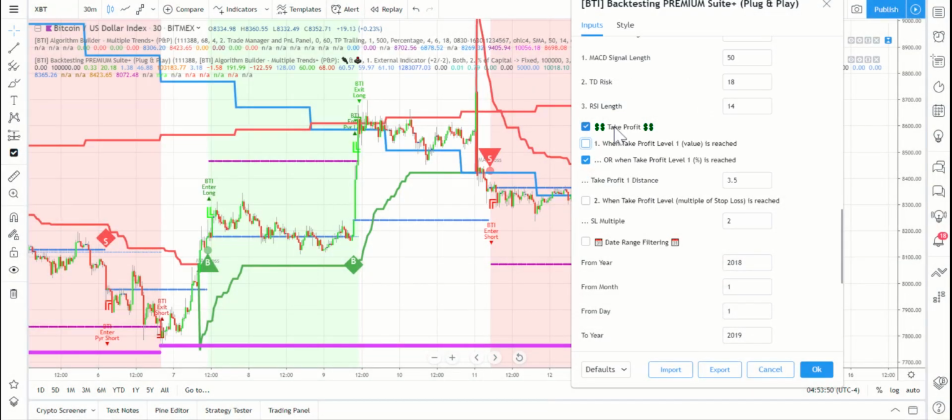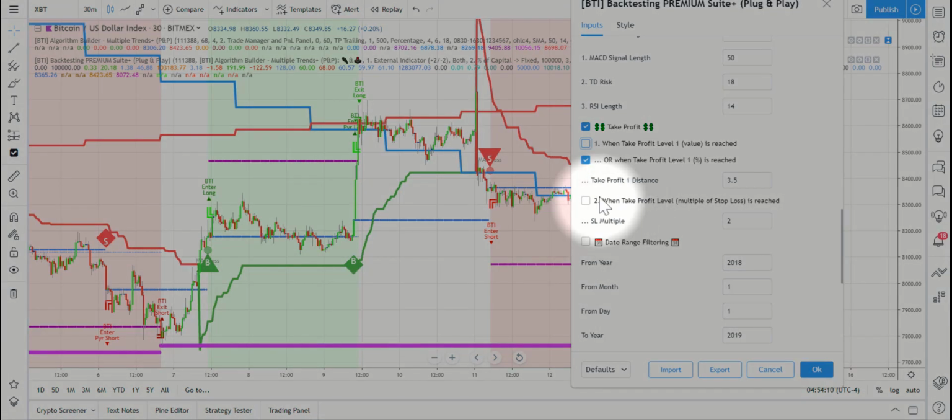Take profit. On top of protecting ourselves against a downside, let's not forget about what trading is about. Putting a bit of butter in our spinach, if we may say so. That's why we included a take profit option, based either on a price value, or percentage value, or a multiple value of your stop loss.